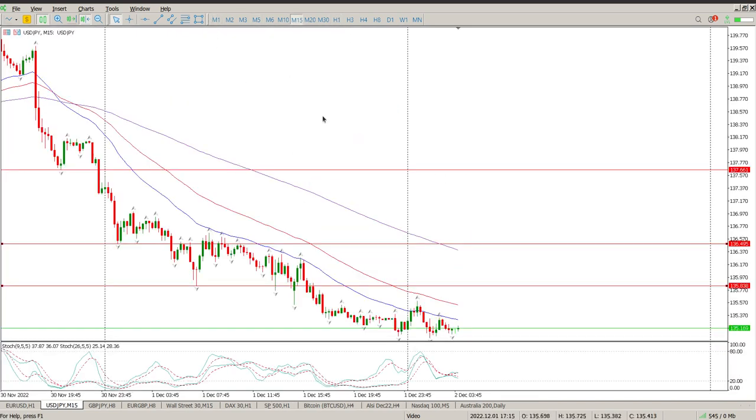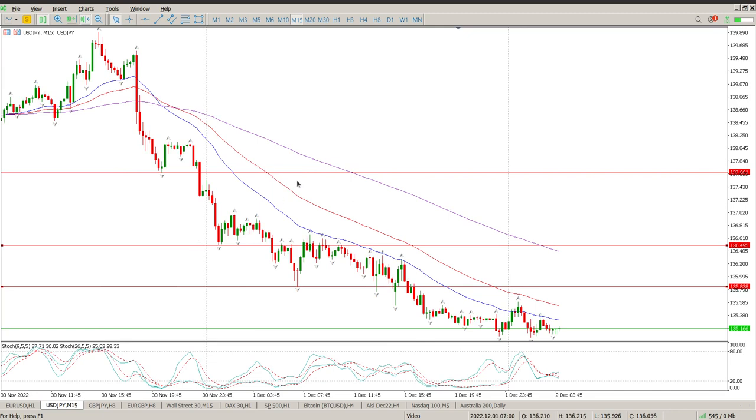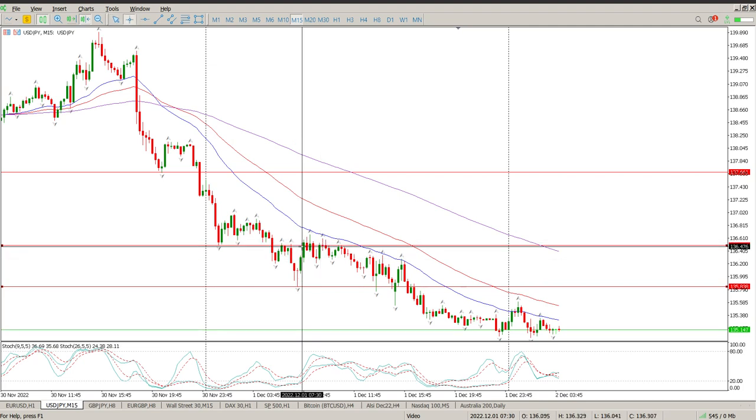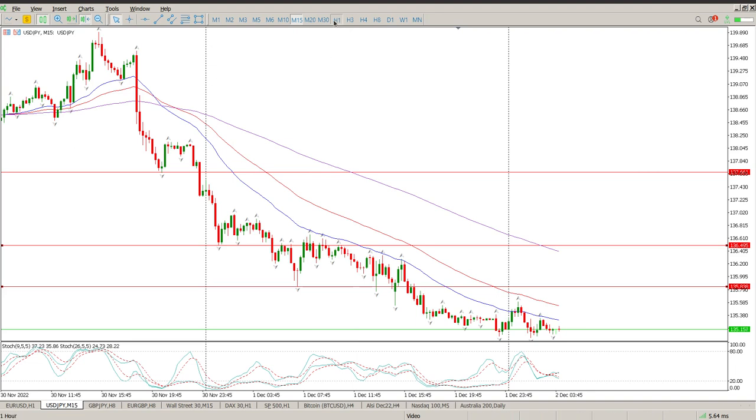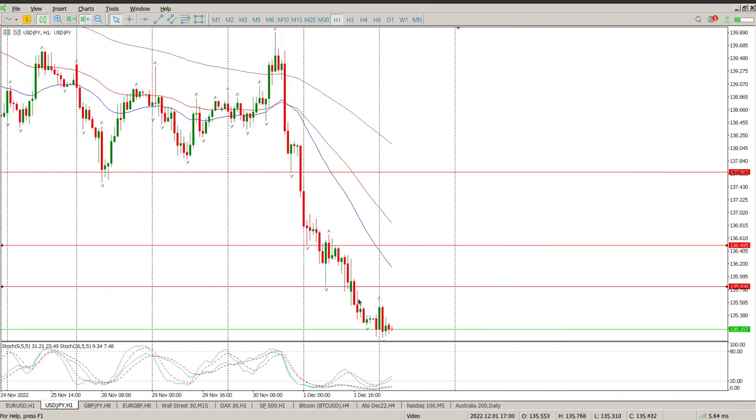Just want to pop into the 15-minute just to see. There was no real opportunity to get into this. It just meandered down from when we did the video around here, and just kept meandering down from that. You can see we did break through this level and then come and test it quite a few times. So you could have actually looked for a trade there, stop up there, looking for the next level, but that was a 1-to-1 trade. Anyway, for me, I'm sit on hands.